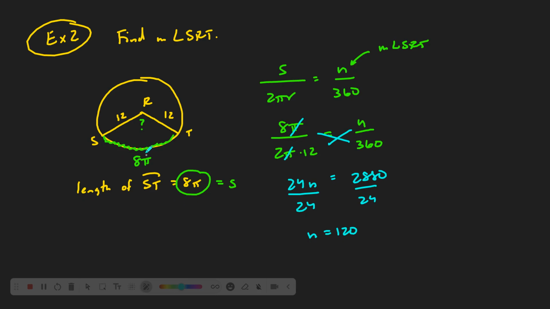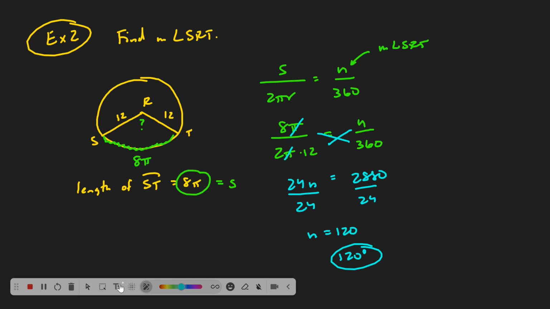So the arc measure is 120, and so is that angle measure. So the measure of the angle that we're looking for is 120 degrees. All right, good luck with this arc length material.